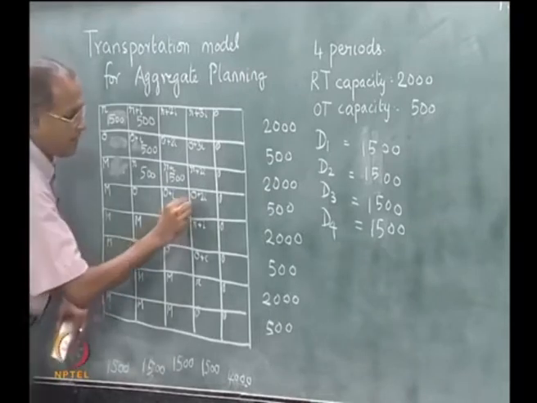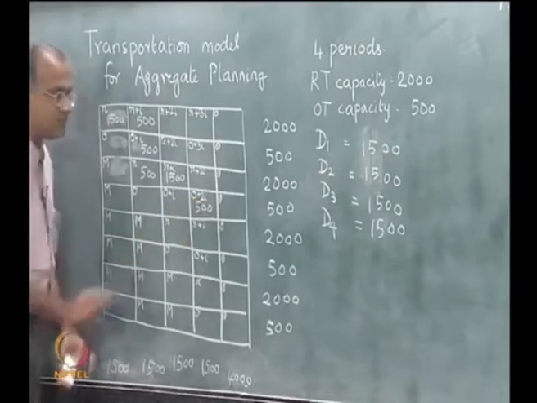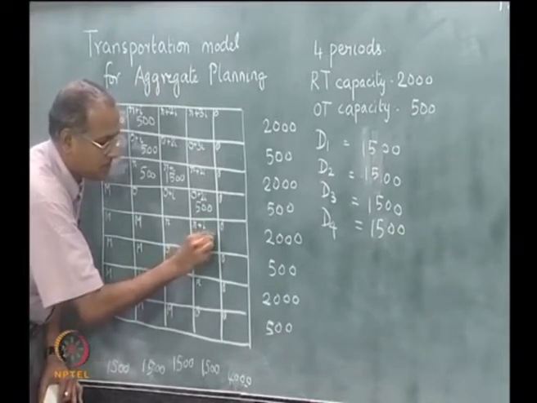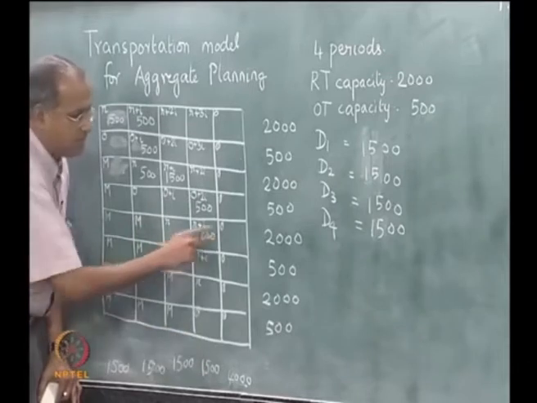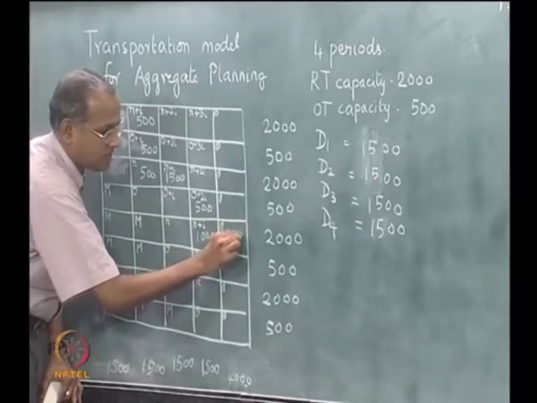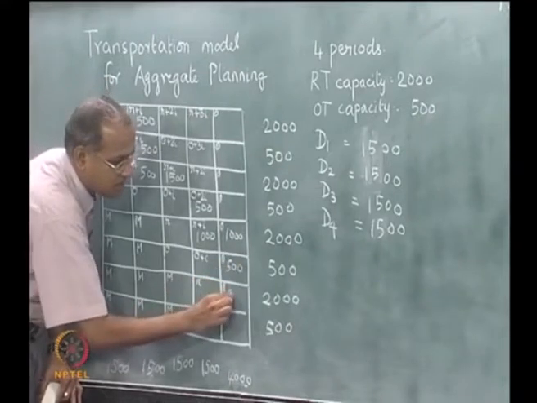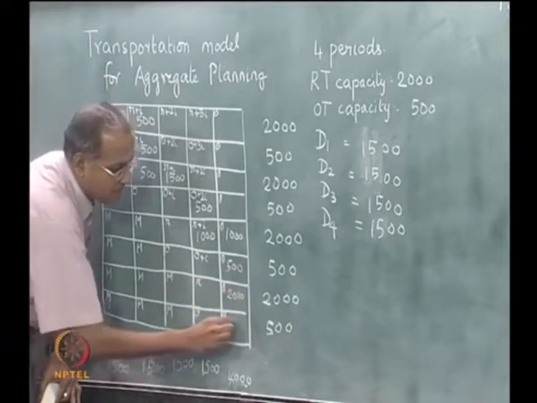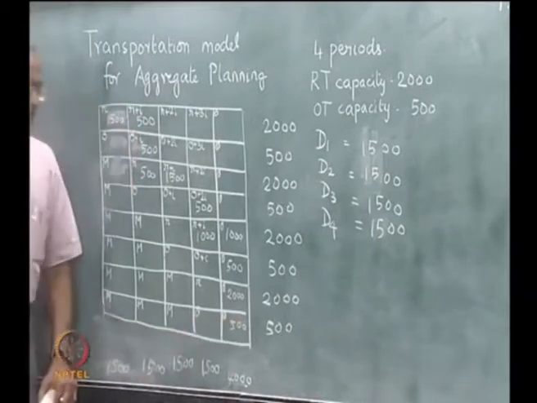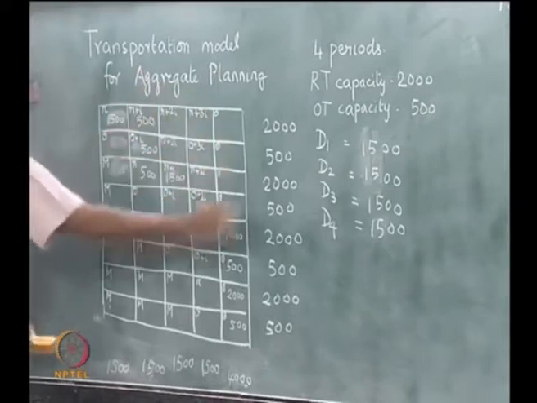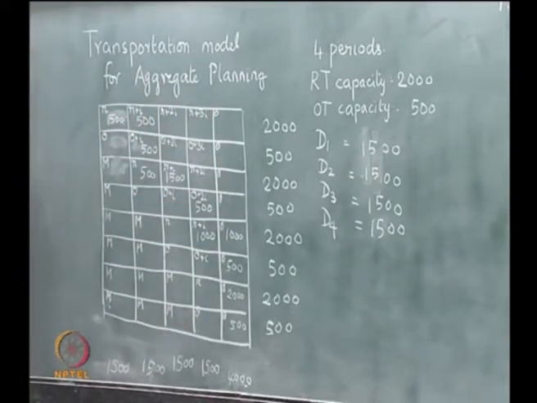Then I go back and I do a 500 here, and then I have a balance of 1000. So, this is met. So, there is a 1000 that comes out of this, there is a 500 that comes out of this, there is a 2000 that comes out of this, and there is a 500 that comes out of this. So, it is balanced. So, now we have got the first solution using the northwest corner rule. Now, let us try and see what kind of solution it is.